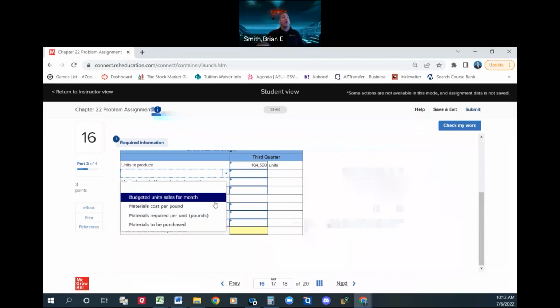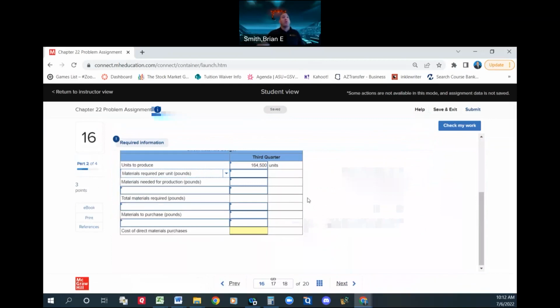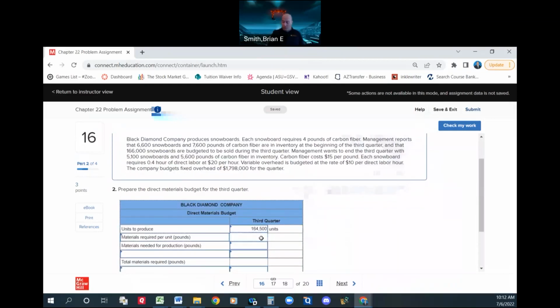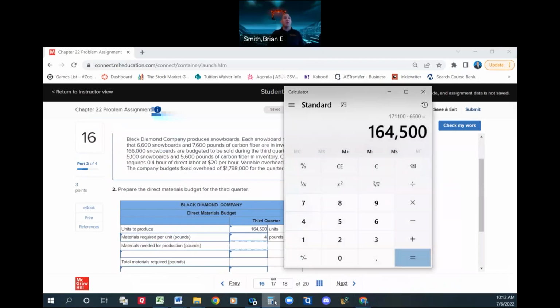So now we need to know the materials required per unit in pounds. Management reports each snowboard requires 4 pounds of carbon fiber. So we're going to take 164,500 and multiply that by 4. So we're going to need 658,000 pounds.